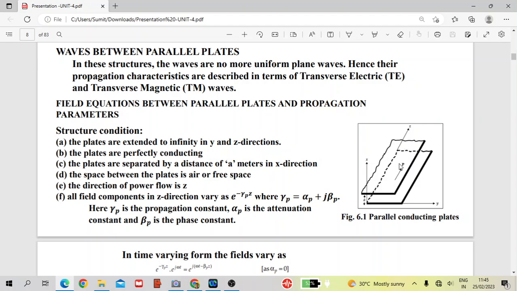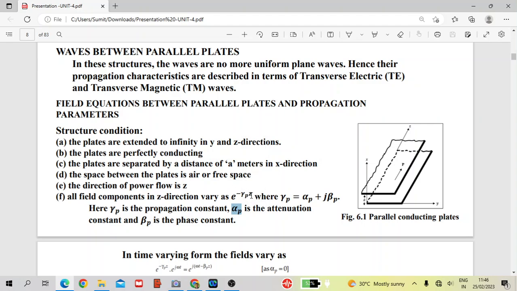Here we consider the dielectric to be air, and the direction of power flow is along the z direction, and all field components in the z direction vary as e to the minus gamma z. Gamma is the propagation constant, which consists of the attenuation constant and the phase constant.